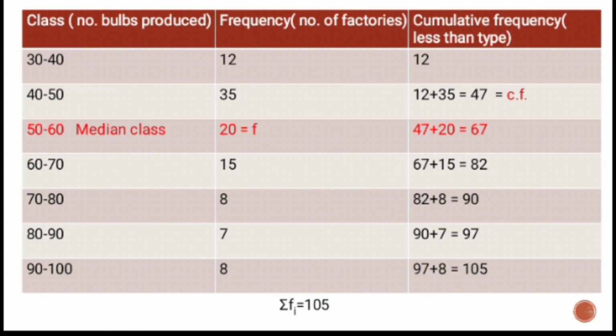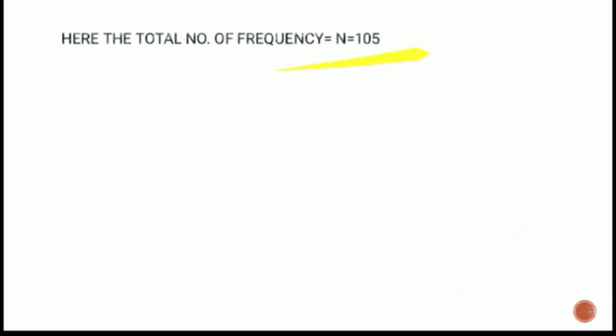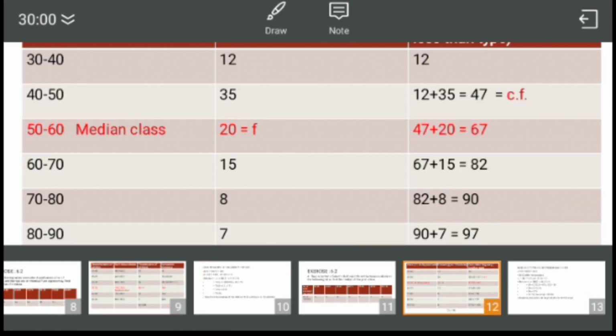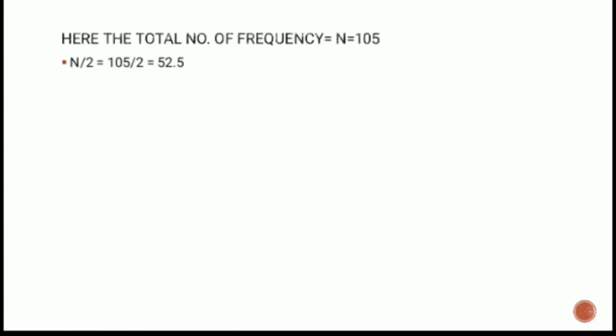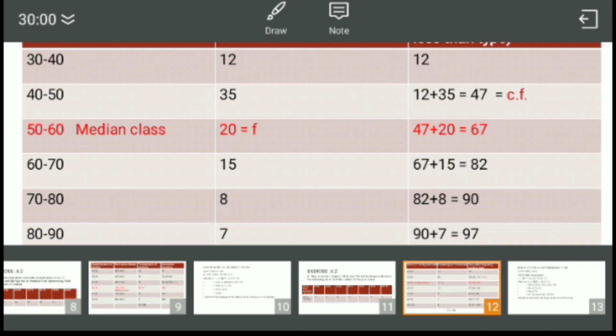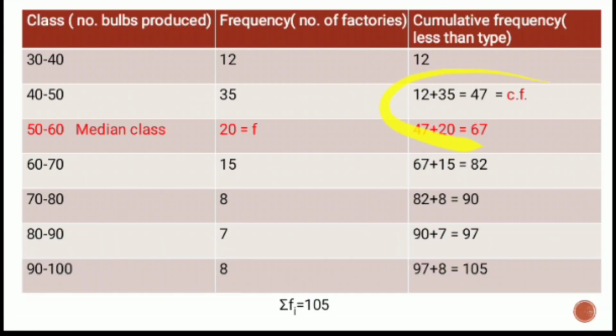Just now we saw how to find cumulative frequency, how to find frequency, and how to find the median class. The total number of frequency, write as n is equal to 105. After that n by 2 comes as 52.5. In this table, 52.5 comes in between this 47 and 67.